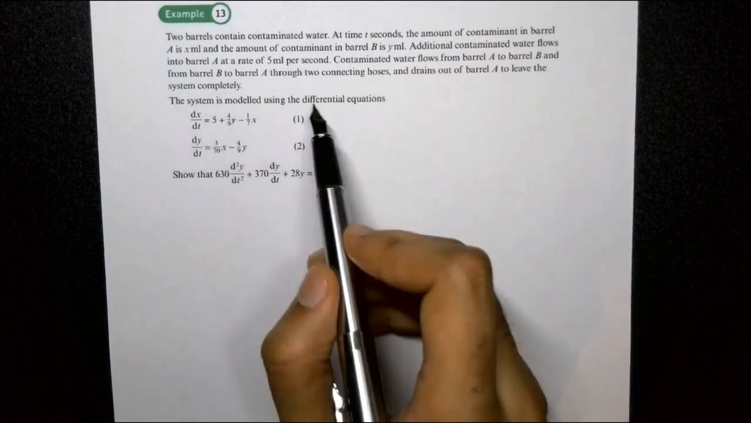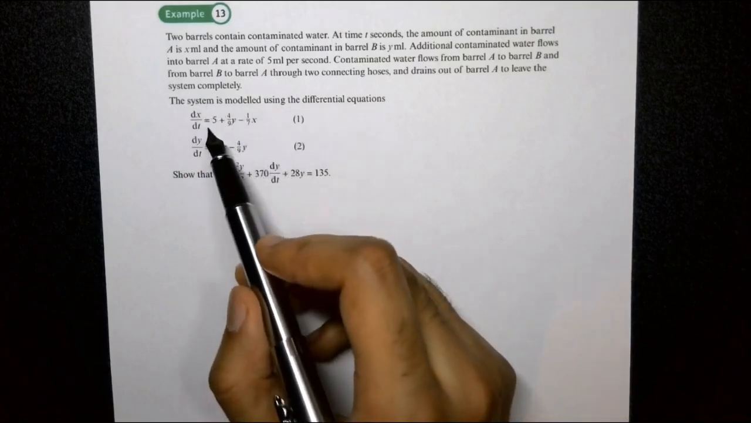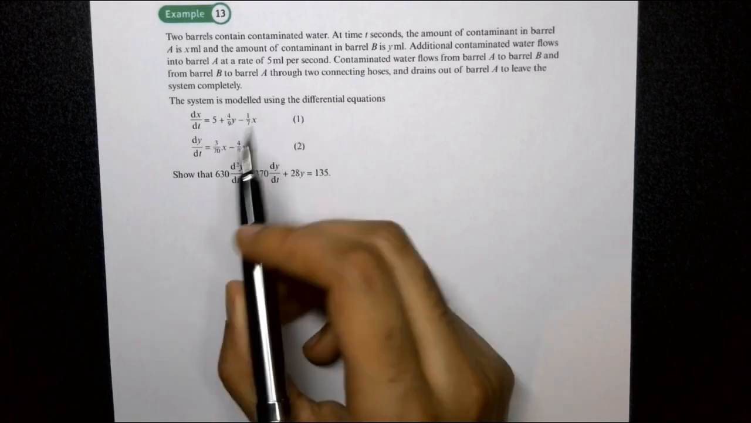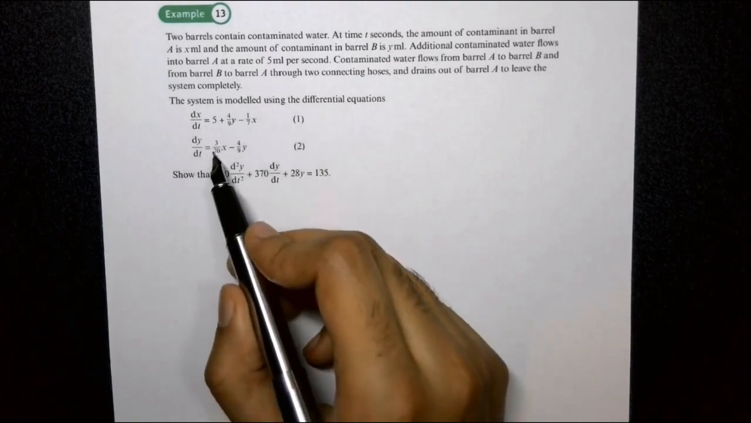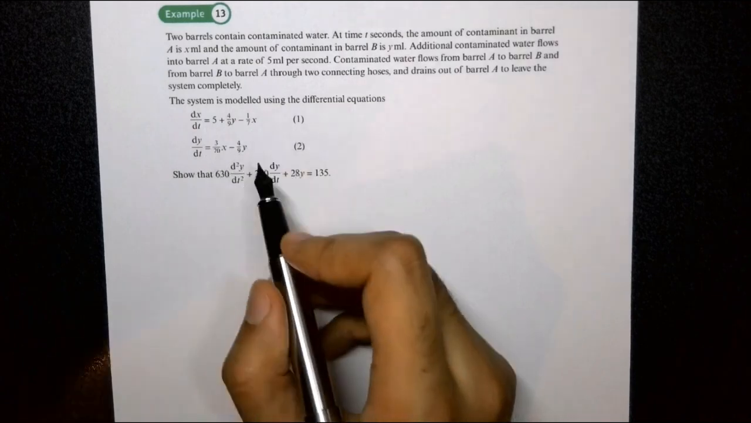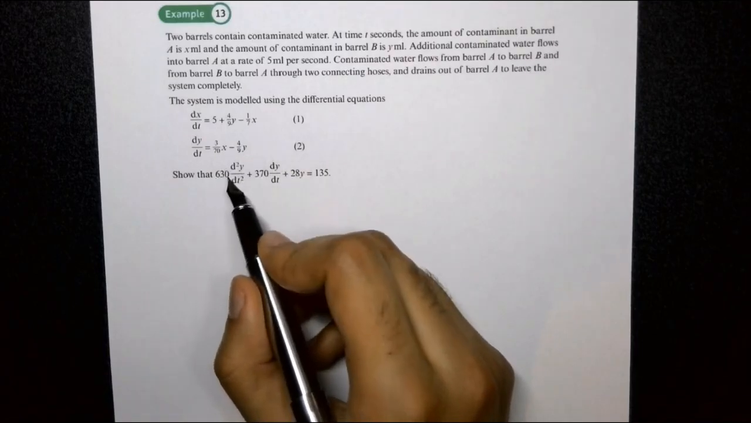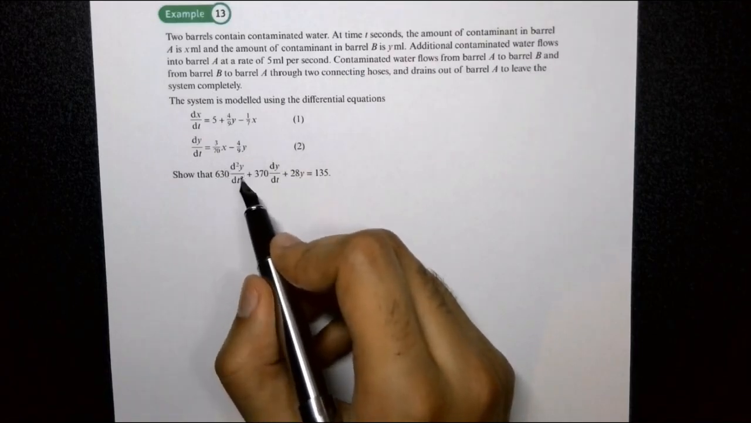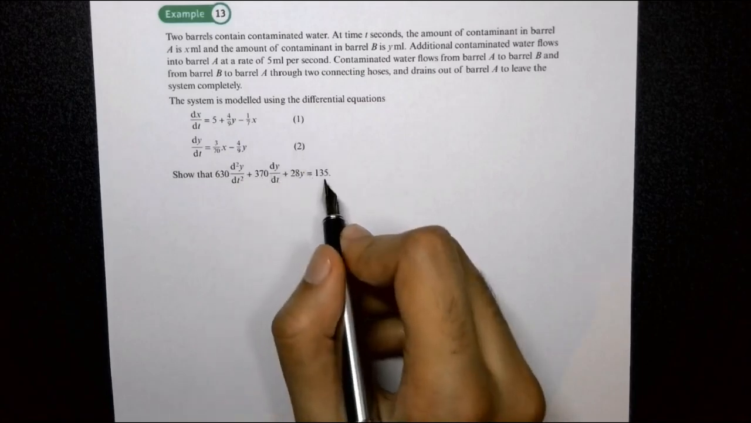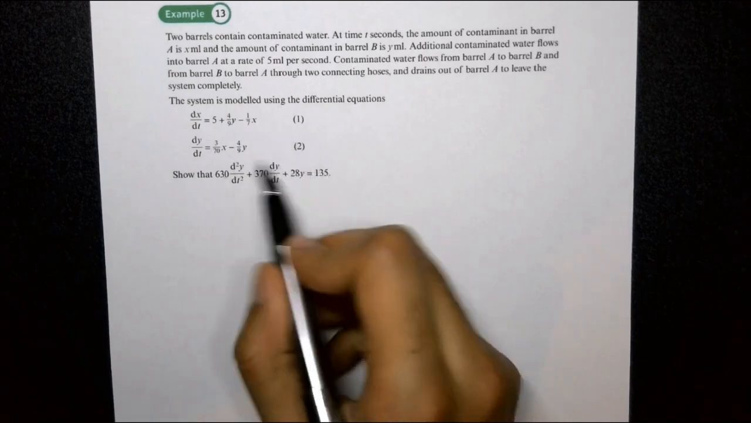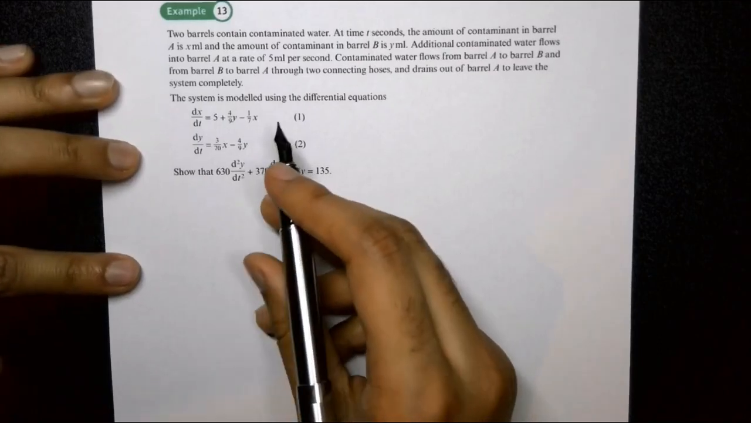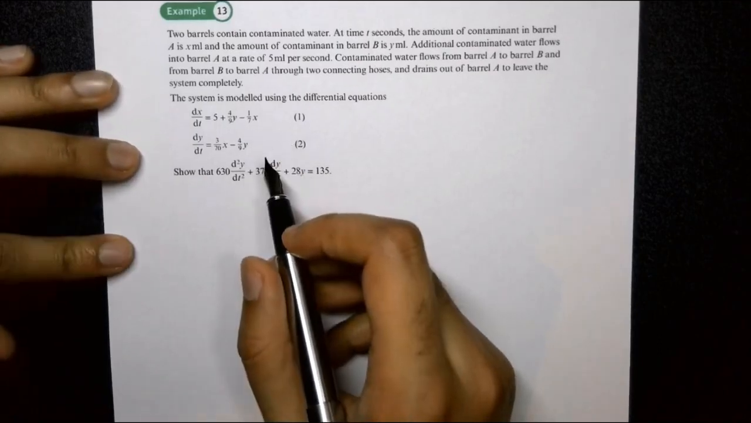The system is modelled using the differential equations dx/dt equals 5 plus 4/9 y minus 1/7 x. That's equation 1. And dy/dt equals 3/70 x minus 4/9 y. That's equation 2. We have to show that 630 d²y/dt² plus 370 dy/dt plus 28y equals 135. And what you'll notice here, there's nothing involving x. We've only got the variables y and t. So we need to eliminate everything involving an x.